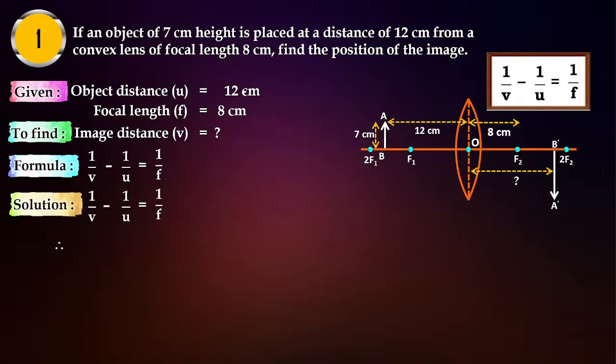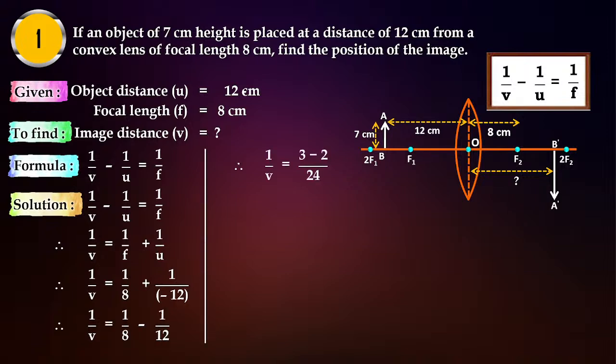Okay. Now we have to take something into consideration. 1/v = 1/f + 1/u. If I solve this, you get the answer as 1/24. How much do you get? 1/24. So I can say v is equal to 24.